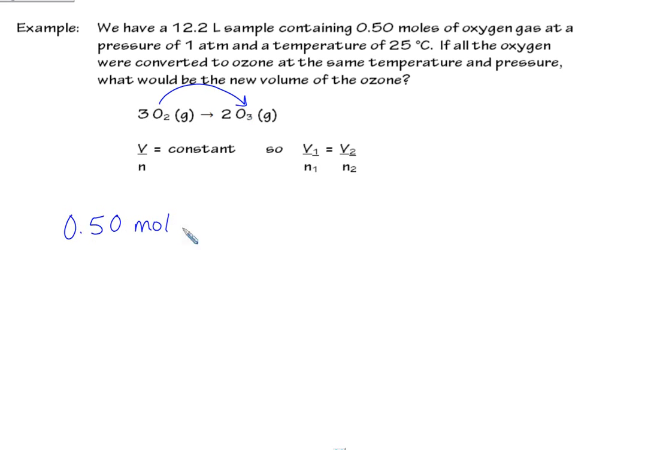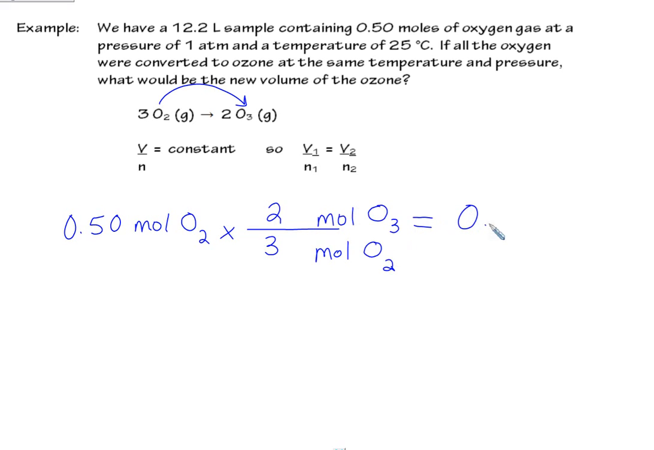0.5 moles of O2 oxygen. I'm going to cancel what I have, the O2. We're going to switch it to what we want, O3. It's a 2 to 3 ratio, which leaves me, if we go 2 sig figs, we'll say 0.33 moles of O3 ozone.